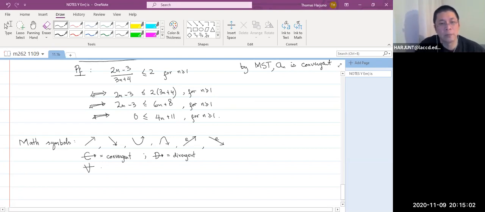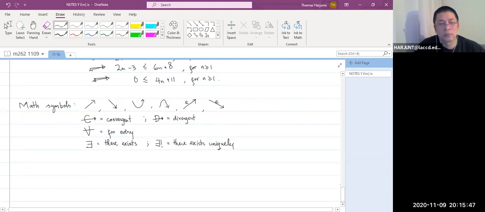This notation means for every. The backward E means there exists. In fact, backward E with an exclamation mark means there exists uniquely. And this notation means such that.